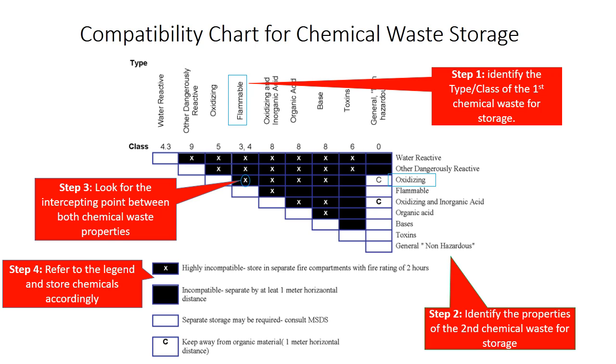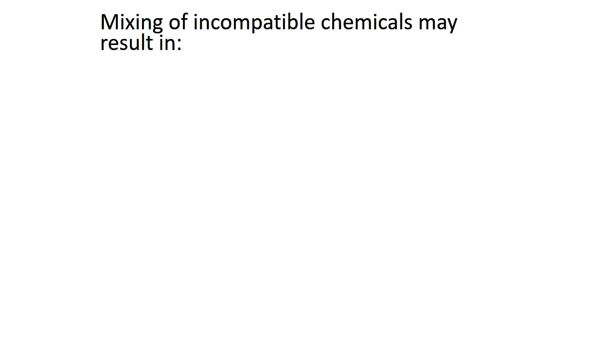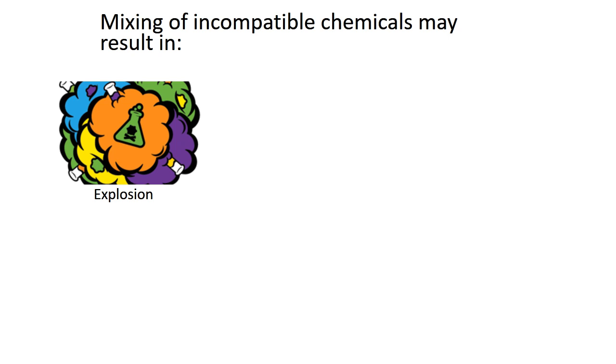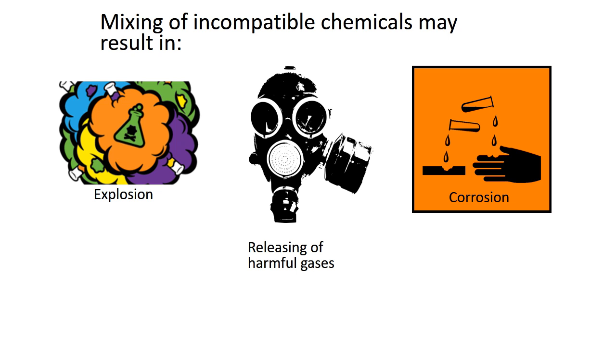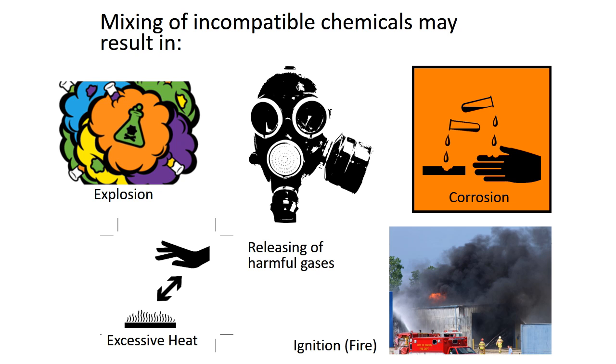For this example, flammable waste cannot be stored with oxidizing waste and has to be stored in separate compartments with a fire rating of 2 hours. Remember, mixing of incompatible chemicals may result in explosion, releasing of harmful gases, corrosion of waste container, thus leakage of waste, releasing of excessive heat from exothermic reaction, ignition or fire.